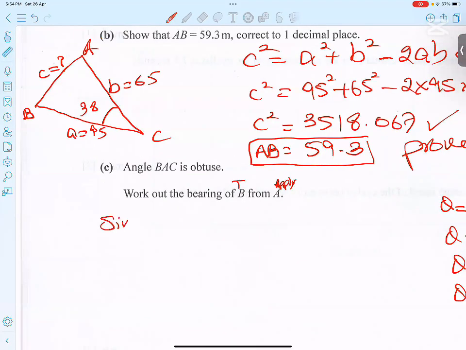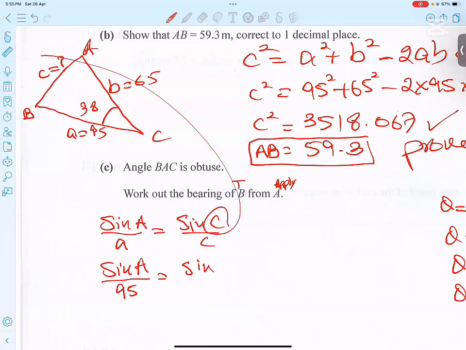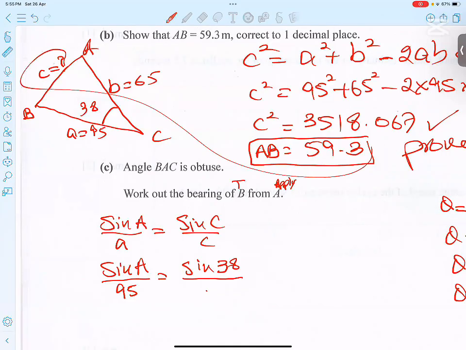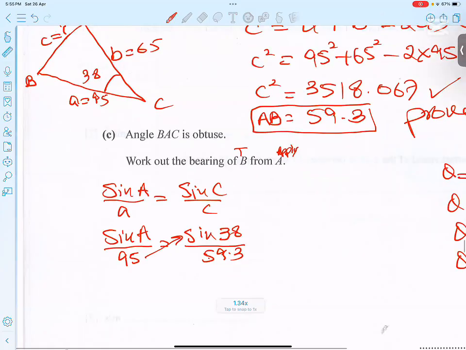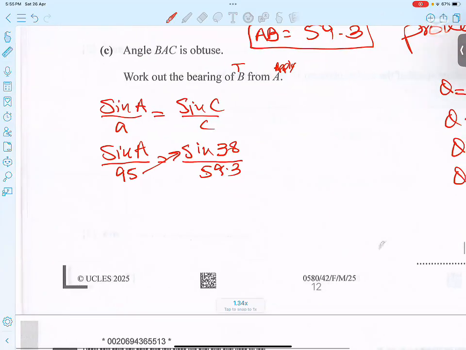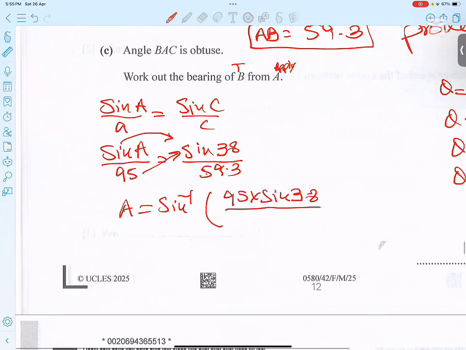So sine capital A divided by small a equals sine capital C divided by small c. So sine capital A is my task. Small a is 95. This is a very important topic because since trigonometric functions were added in the syllabus, this is 38, sorry. Since this obtuse angle kind of thing is coming on a regular basis, and this is 59.3. This will multiply there and take sine inverse. Sine will go there as inverse, but before that, 95 multiplied with sine 38 divided by 59.3.